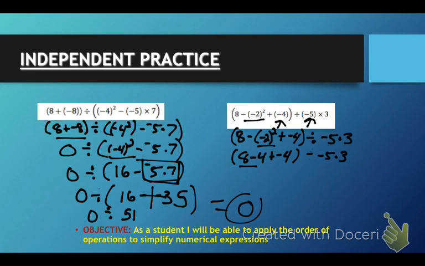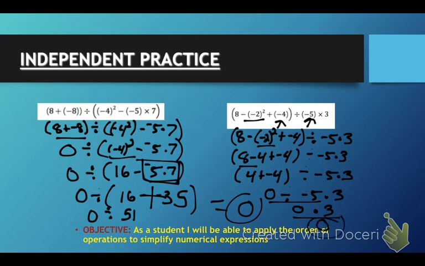In parentheses, we're going to do left to right. 8 minus 4 is 4. 4 plus a negative 4, divided by negative 5 times 3. 4 plus a negative 4, that gives us a 0. Divided by negative 5 times 3. 0 divided by negative 5, that's 0. Times 3, guess what? 0 times 3 is 0. You should have gotten 0 for both of your answers.